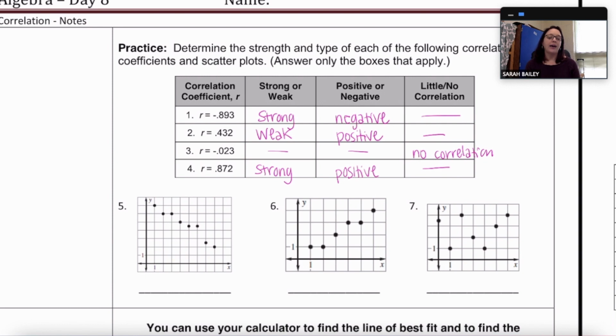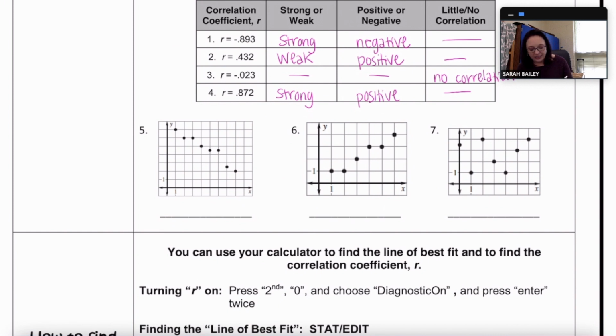What about number 5? Okay, so now this time we have a scatter plot. So that would be a negative association, right? Would it be strong or weak though? So this one's going to be, I'd say, strong and negative.